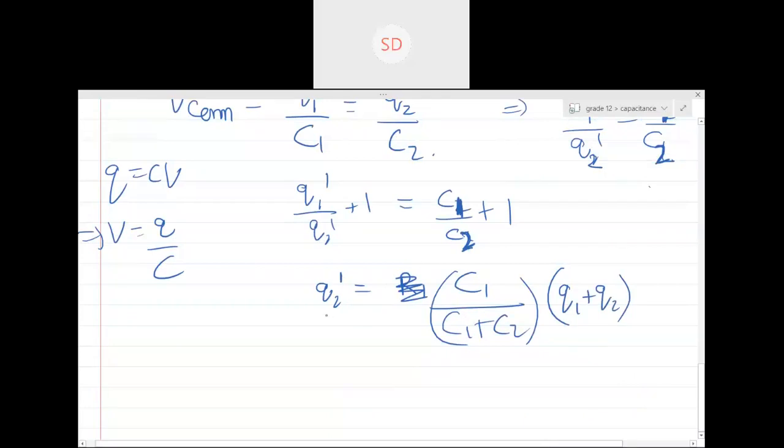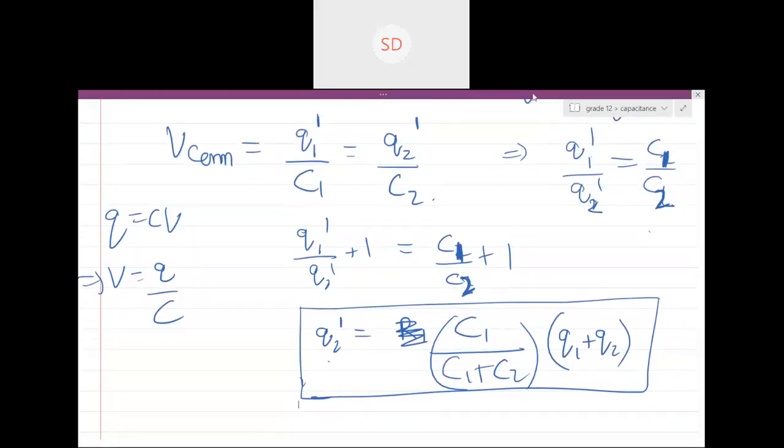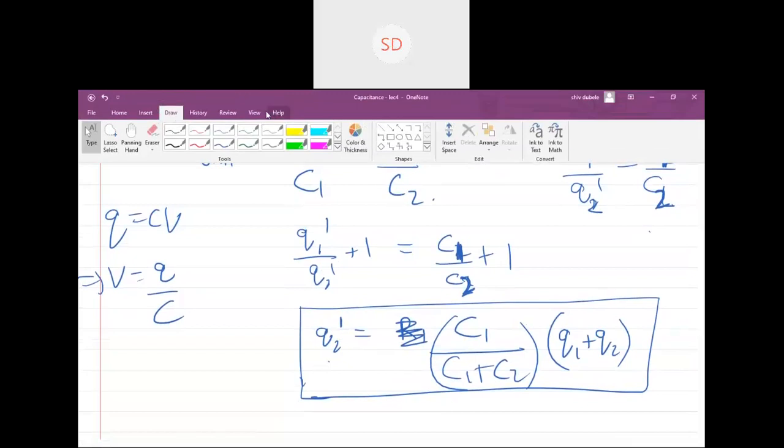Is this clear? Q2 dash. Is it the same formula as the previous case? Guys, do you remember we discussed it across a conductor of radius r? So it's still the same. Acha guys, give me 2 minutes. Right till here.